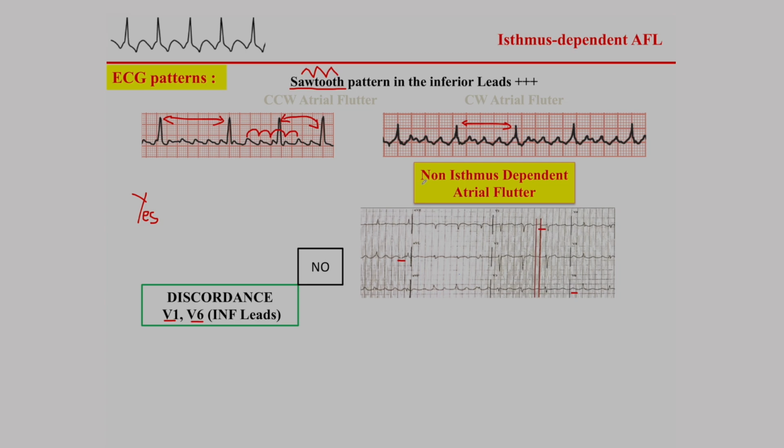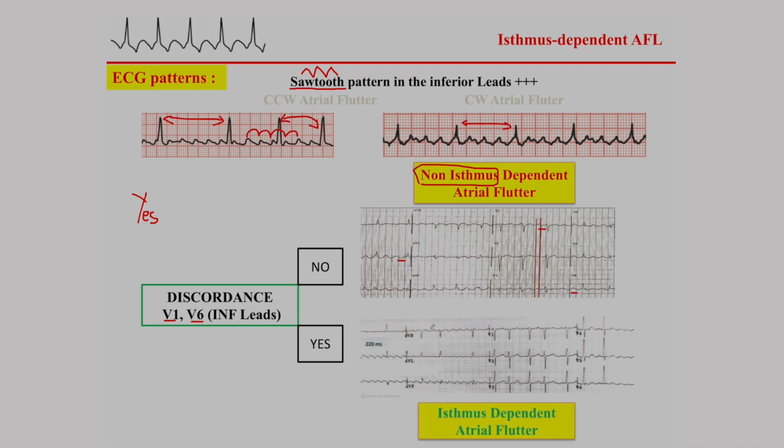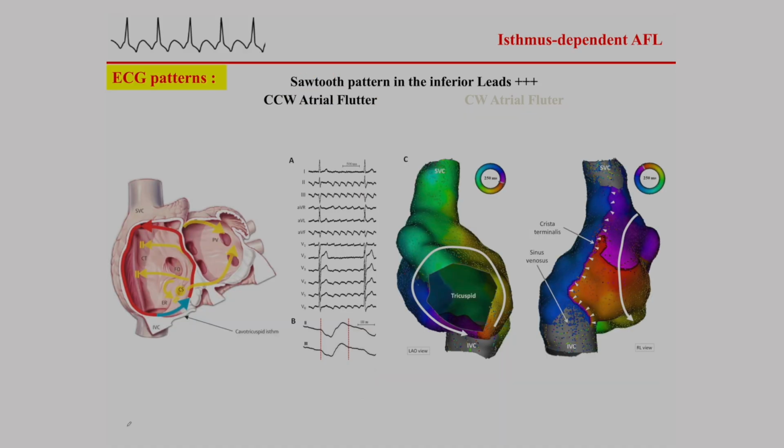So here we have in front of us a non-isthmus dependent atrial flutter. But when we have a discordance between V1 and V6, or V1 and the inferior leads, here we are talking about isthmus dependent atrial flutter. As you see in this example, we have a negative deflection in the inferior leads as in V6, but it's positive in V1. So, the ECG pattern of the counterclockwise atrial flutter.